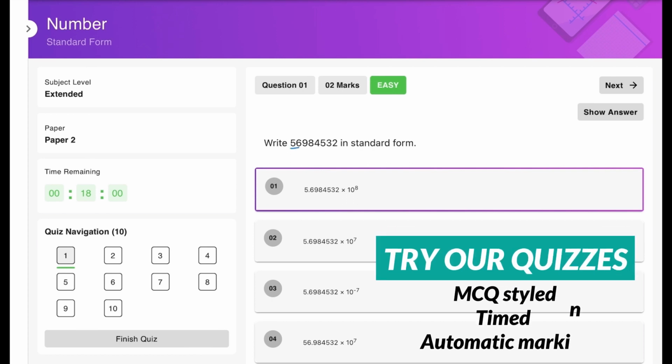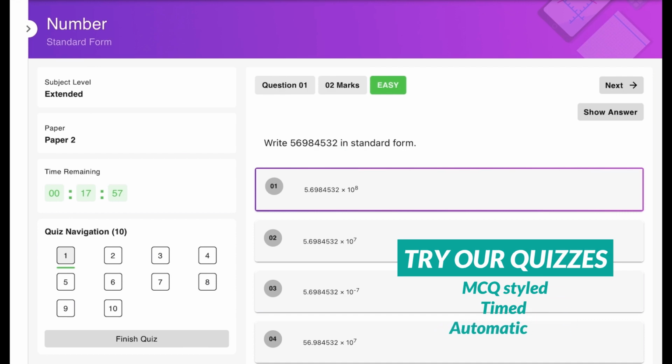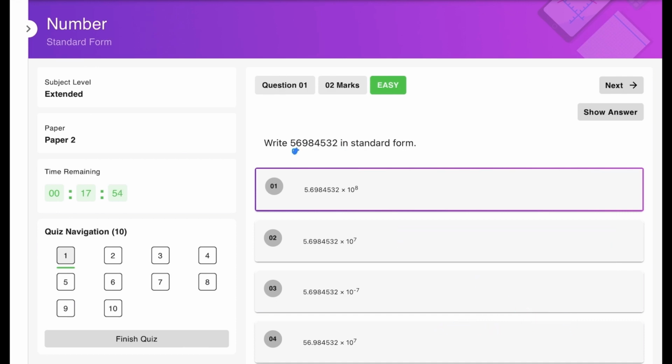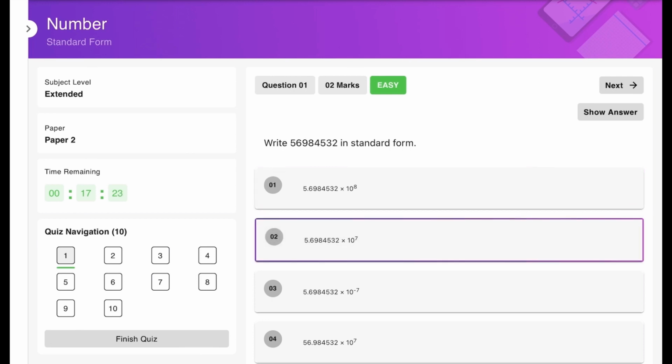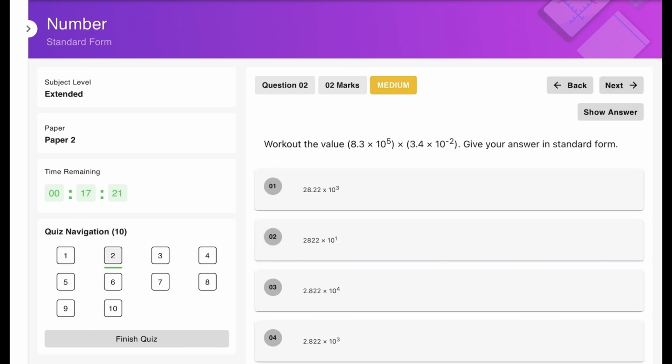So 5,698,4532 in standard form. We're going to place the decimal point here, because then only we are getting a value which is between 1 and 10. And from here you can see that we have to make some jumps. So how many jumps are we doing? 6, 9, 8, 4, 5, 3, 2. So that's basically 7 jumps, right? And so that is going to be 7 jumps to the right. So times 10 to the power of positive 7. So we're going to choose that answer here.